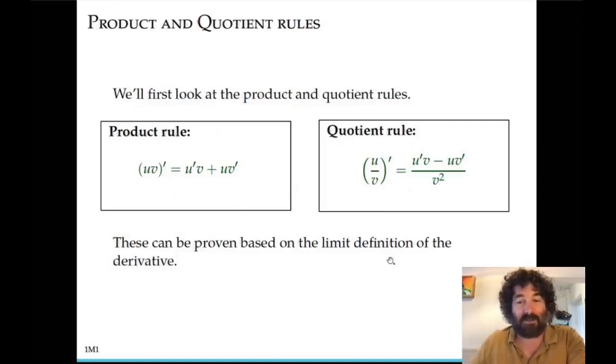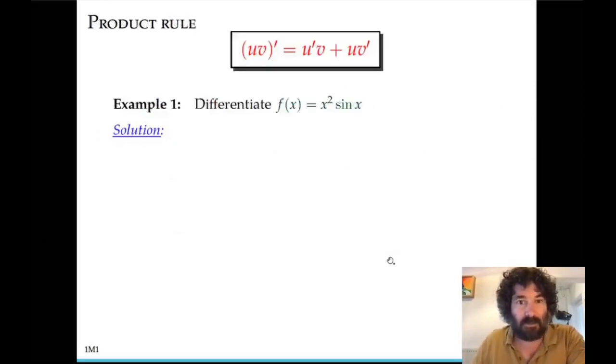And one important thing to realize is that these can be proven based on the limit definition of the derivative, so the limit of the slopes of secant lines as we went over last time. And if you want a challenge, I would suggest that you try to prove these. It's a bit tricky, but it's possible, so you should be able to do that if you want to understand at a deeper level. But for the purpose of the class, it's enough to understand how to apply these to particular examples, and we're going to go over a few examples now.